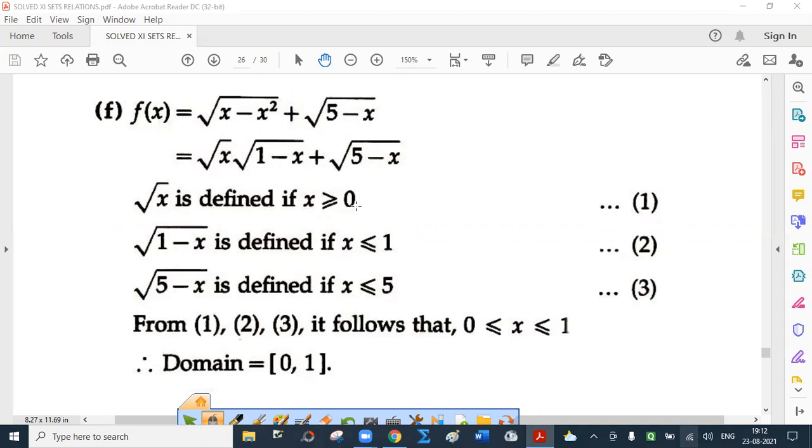See, x should be greater than or equal to 0, x should be less than or equal to 1, and x should be less than or equal to 5. Will you say x belongs to 0 to 5? No, because x should be less than or equal to 1, right? So 2 is less than 5, true, but at the same time, it should be less than 1. So for this and this and this, do not use the word or. Simultaneous occurrence is possible only if x belongs to closed interval 0 to 1.